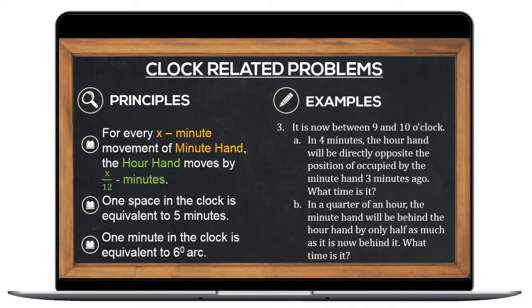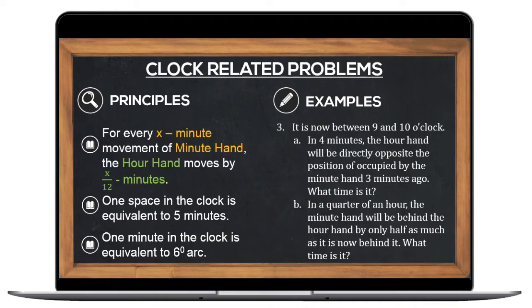Okay? So, it is now between 9 and 10 o'clock. In 4 minutes, the hour hand will be directly opposite the position occupied by the minute hand 3 minutes ago. What time is it? Okay, so medyo malalim na ito. Then, in a quarter of an hour, the minute hand will be behind the hour hand by only half as much as it is now behind it. What time is it? So, this type of problems, ito yung mga common na mas malalim na approach pagdating sa clock. So, let's try solving this.